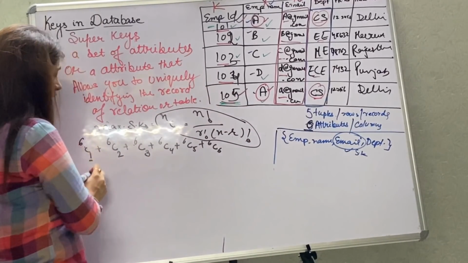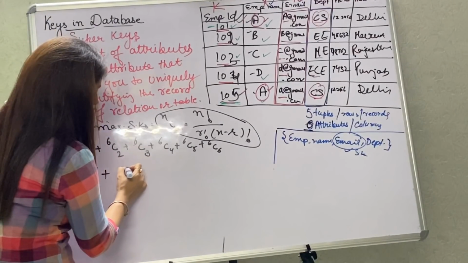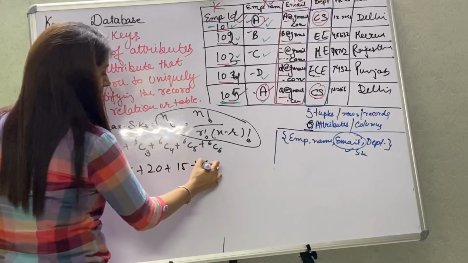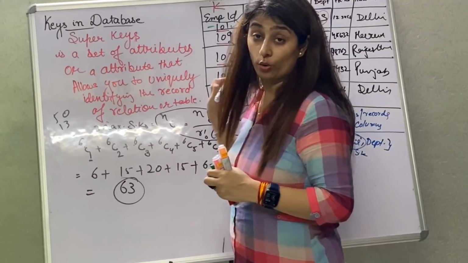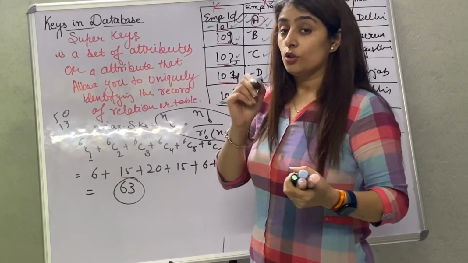Okay, so here what we will do, 6. Okay, what will come here? Then 15, then 25, then 15, then 6, then 1. So when we will add it, then what would be the value? Okay, so there can be maximum 63 super keys.